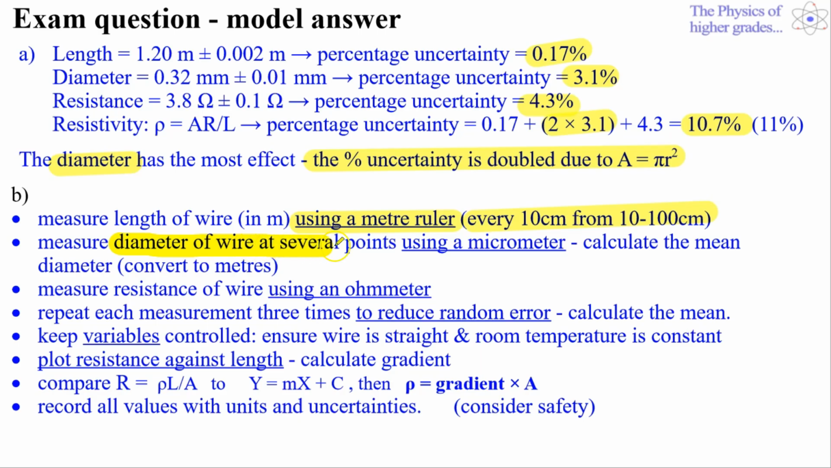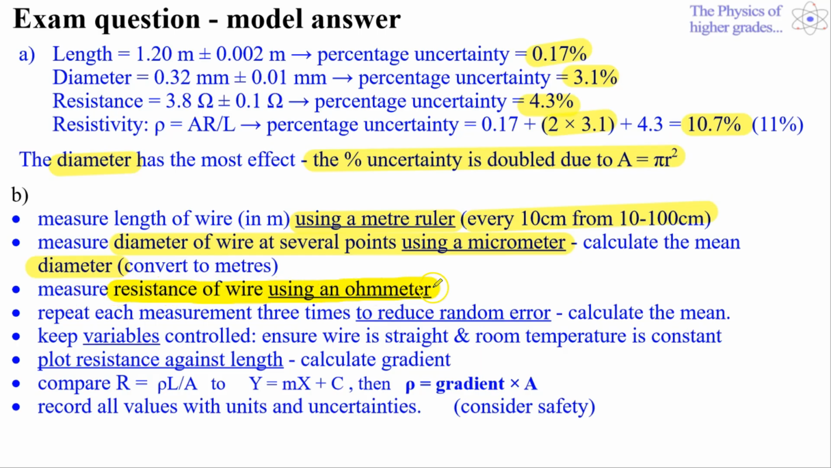Measure the diameter of the wire multiple times using a micrometer. So we've identified the instrument. Why do we do it several times? That's to find the mean diameter. That's to reduce random error. And we could talk about converting that to meters. That's quite useful. Measure the resistance.